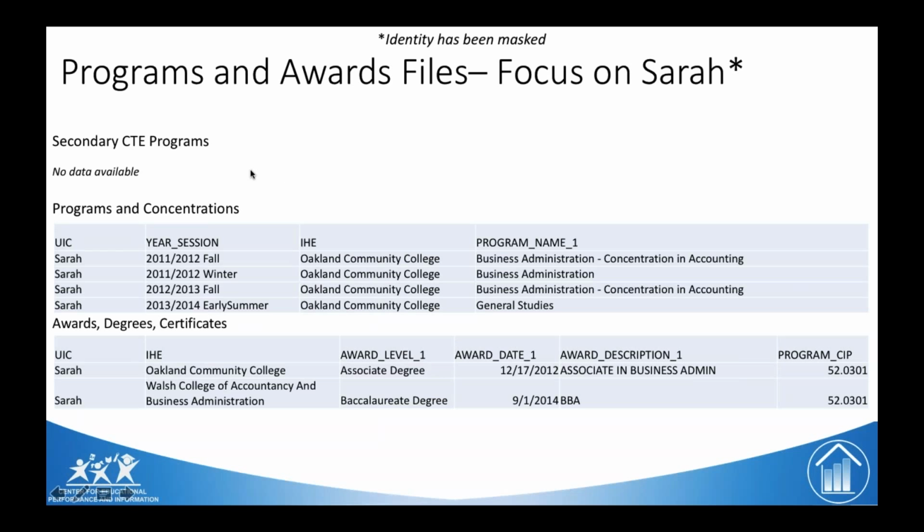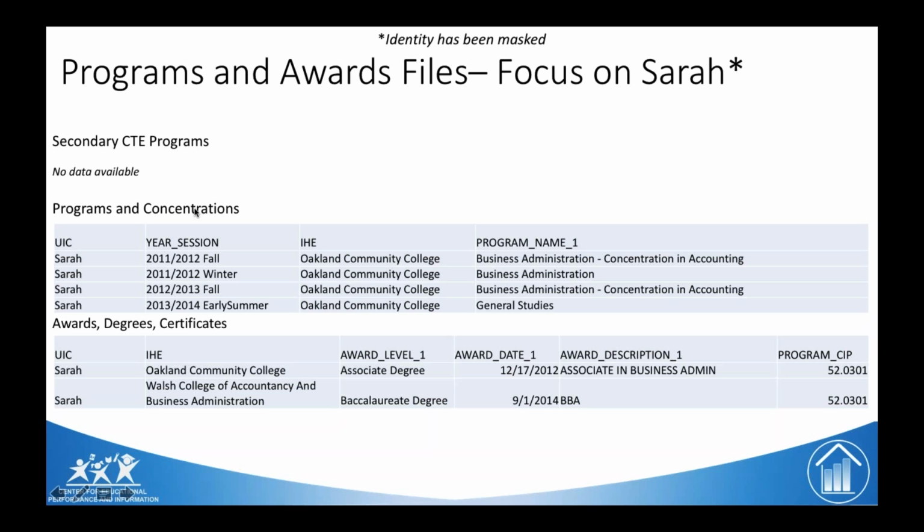Now, there's 3 other files. We have the secondary CTE programs, the programs and concentrations, and the awards. Secondary CTE, this basically tells you whether or not Sarah was in some sort of business CTE program in high school. We do not have any record of that in terms of the state-approved CTE program data. So if you requested the file, you're going to get an email that says there's no data for Sarah on this regarding high school CTE programs.